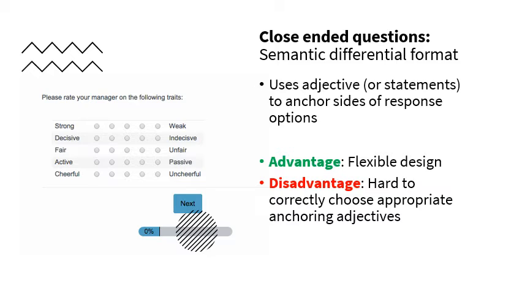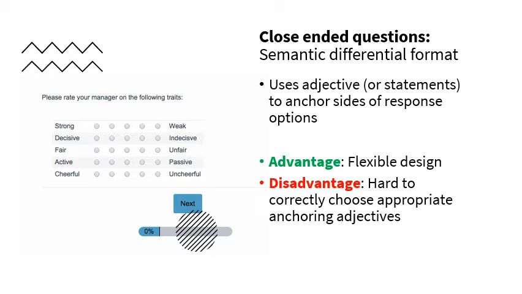The next of the closed-ended questions are semantic differential formats. This looks very similar to a Likert scale. However, the difference is in the way that we rank the questions. Instead of using things like agree to disagree or a positive to negative, we use the differences between certain adjectives to rank the differences. So, if you look to the left of the image, you can see that when you rate your manager on the following traits, you're using certain adjectives in order to rank them.